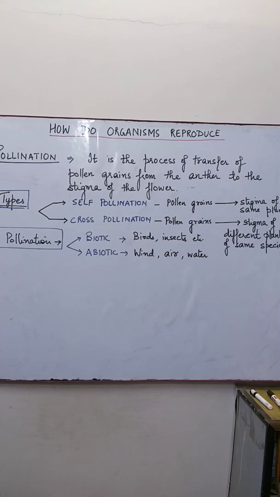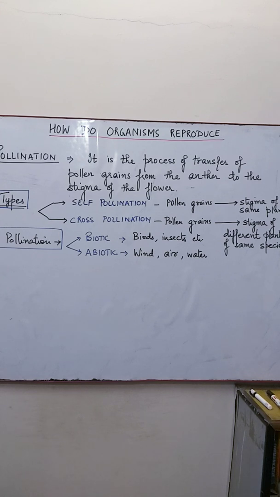In the previous video, we have talked about the sexual reproduction in flowers. Now let us try and understand few terminologies. We have talked about that fertilization in flowers, both unisexual and bisexual, it happens due to pollination. So let us try and understand what is pollination.